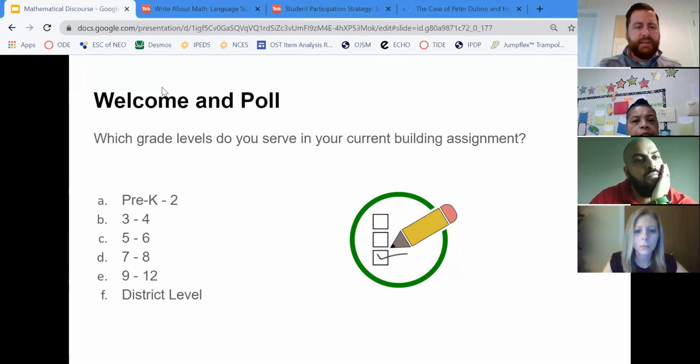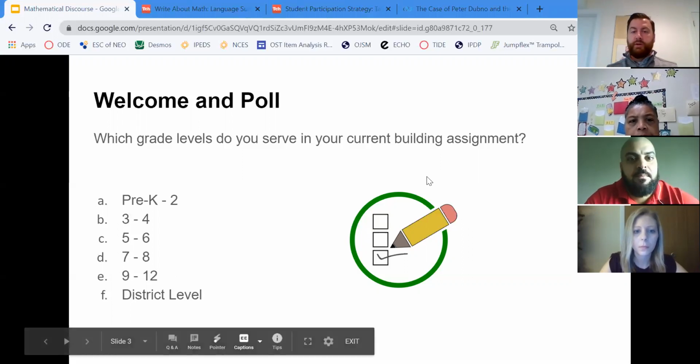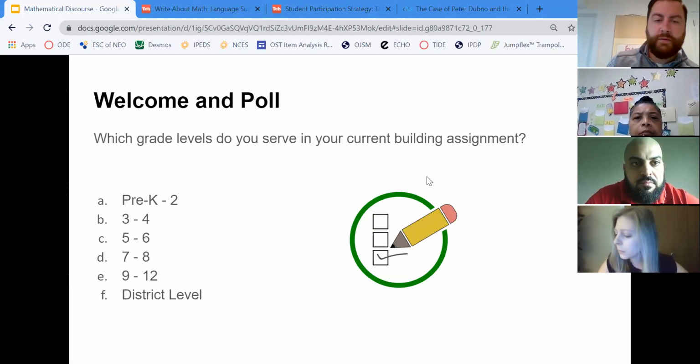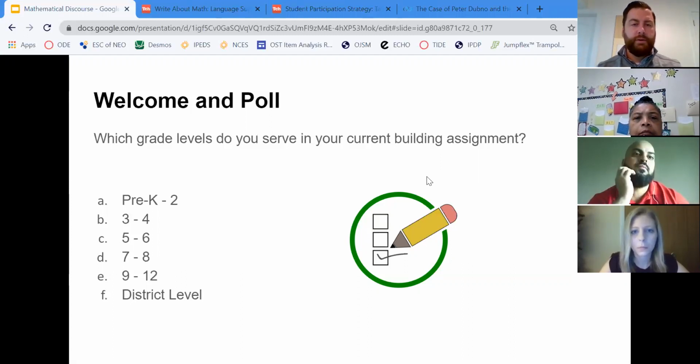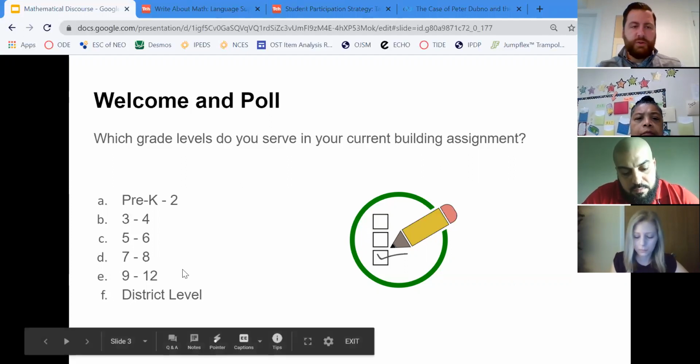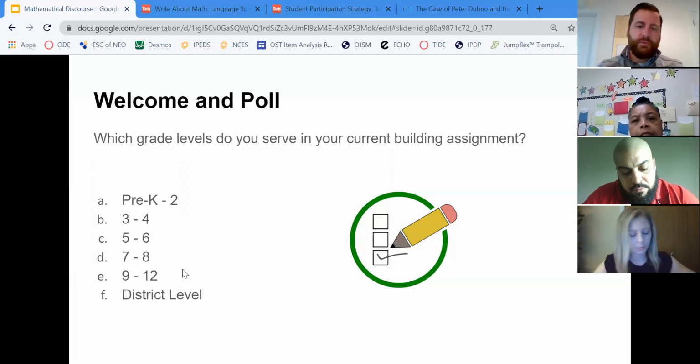And it is anonymous, so not that it's really a secret, but I don't know who is who. I'll share the results so you know. You can see about a third of the room is high school. We have a handful of folks at the middle or intermediate level, and more folks at the early grades, primary level, and a few district level folks as well. And that district level could be a number of things. It could be administrator, it could be some math coach, any number of things. But it gives me a sense as far as who's in the room, so I appreciate you doing that.